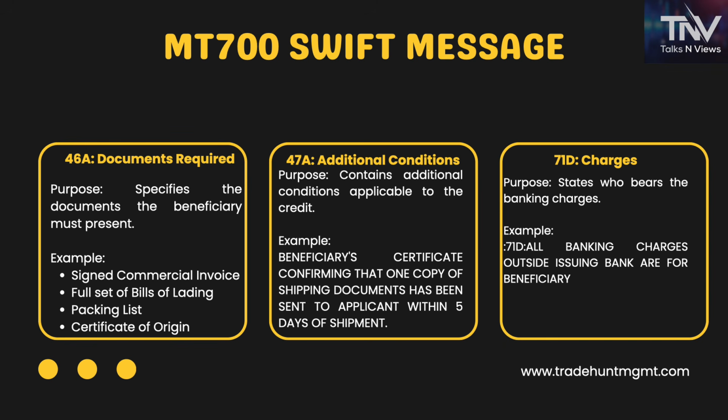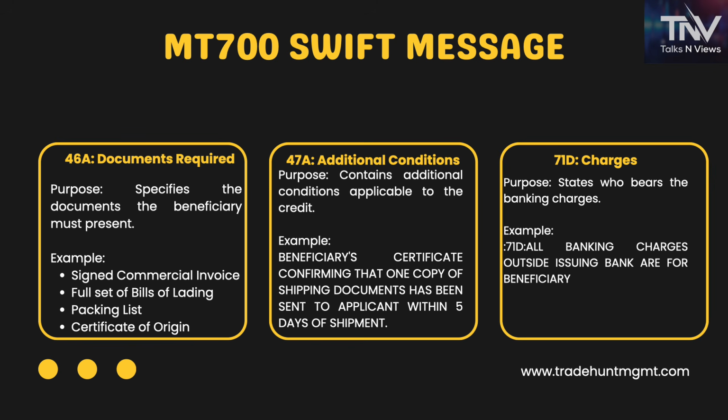Field 46A, documents required. Purpose of this field, specifies the documents the beneficiary must present. Example. Signed commercial invoice. Full set of bills of lading. Packing list. Certificate of origin. This is one of the most important fields for document checking.